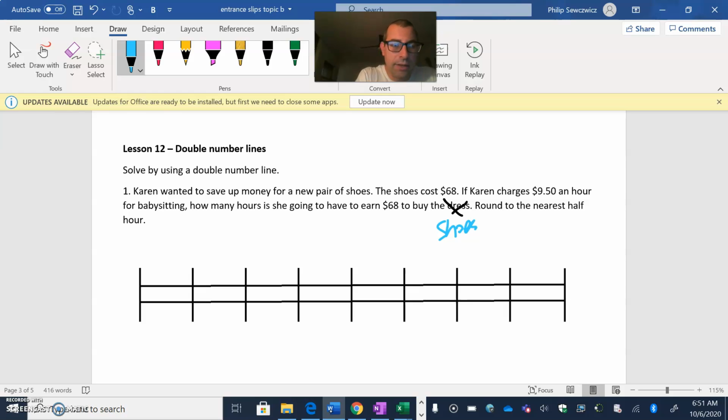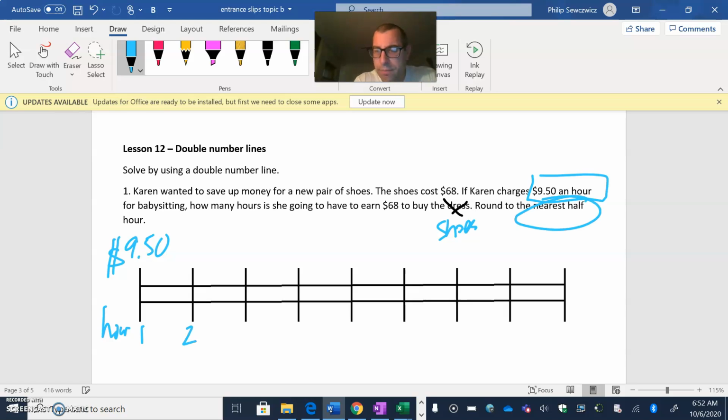So the big thing here is she's making money for every hour. When she works 1 hour, she's making $9.50. Then we put down the second hour. I know it says round to the nearest half hour, but this is the benefit of a double number line: we can work in between. In a table, the numbers get stacked right on top of each other, and you can't fit anything in between. Whereas in a double number line, we can space things out and sneak things in as necessary. So hours 1, 2, 3, 4, 5, 6.